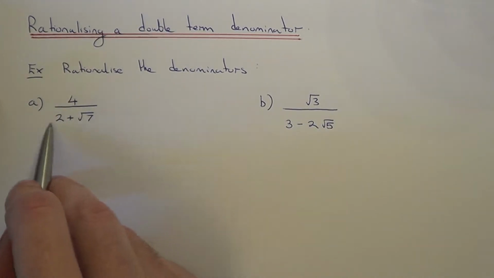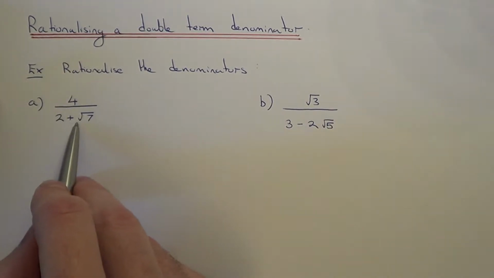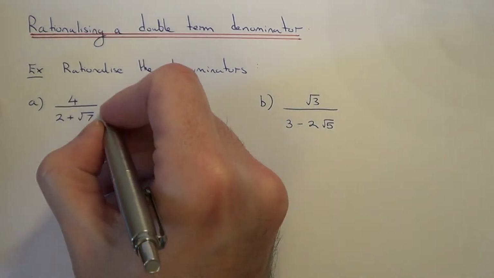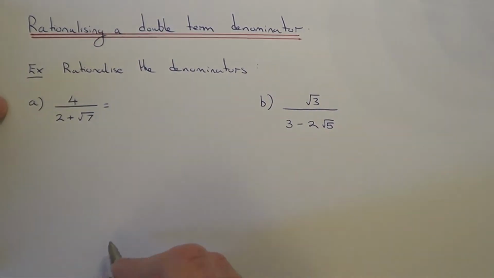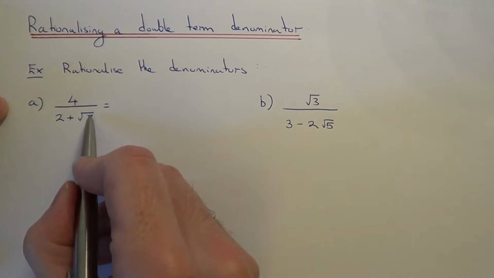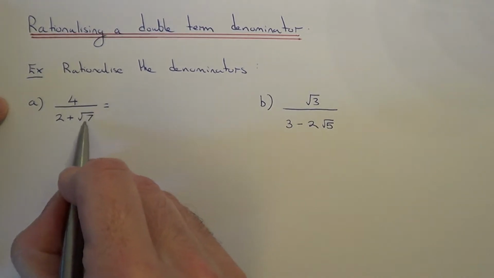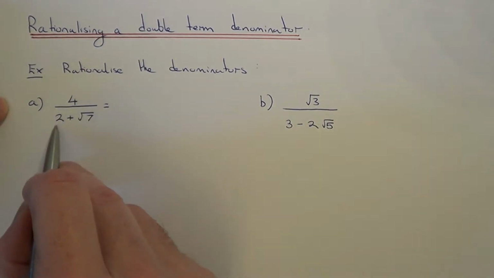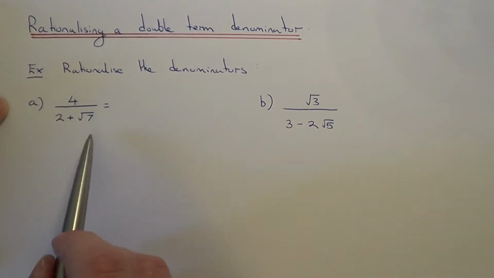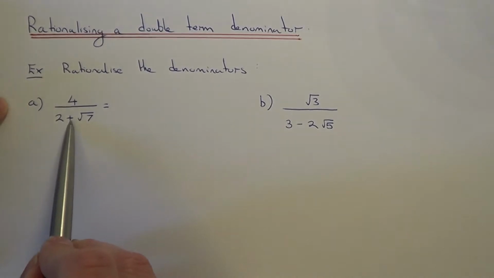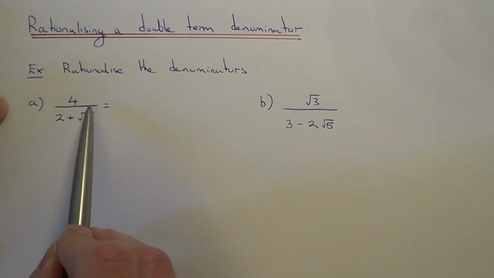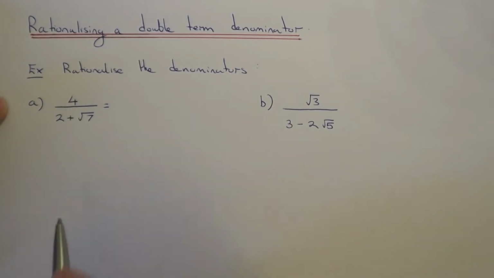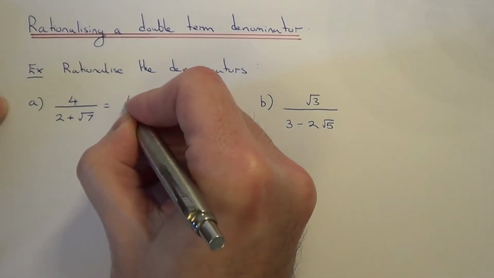So we've got a rationalised denominator of 4 over 2 plus root 7. Now for these harder ones then, if we just multiply the fraction by root 7 on the top and bottom, this won't make the denominator rational. What we have to do is change the sign in the middle of our two terms, so it's 2 minus root 7, and we have to multiply the numerator and denominator by this. So let me do that.